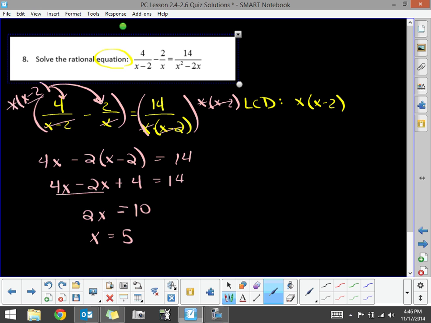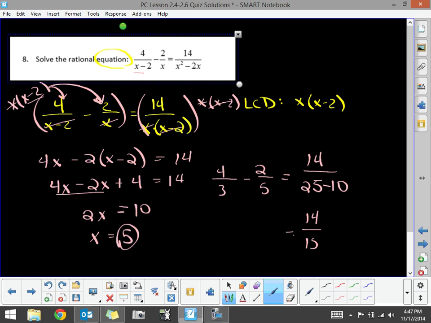Now, it's always wise to check your final answers for rationals because sometimes when you multiply through by the least common denominator, you could introduce extraneous solutions. So it's going to be 4 over 5 minus 2, which is 3, minus 2 over 5, is it equal to 14 over 5 squared, which is 25, minus 2 times 5, which is 10. So on the right side, I get 14 over 15, so 14 fifteenths.